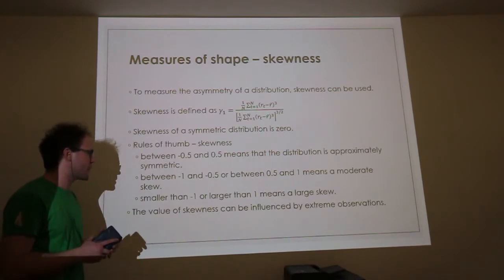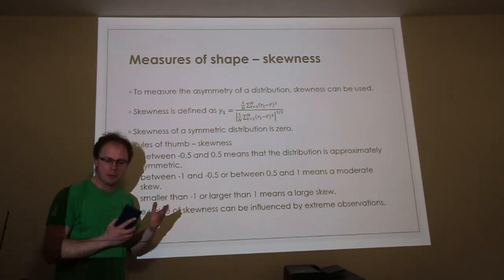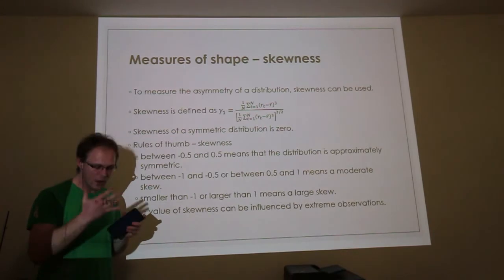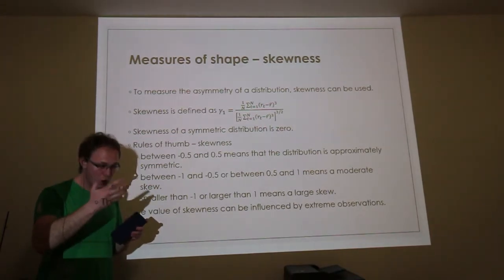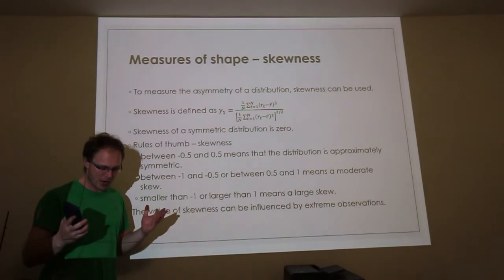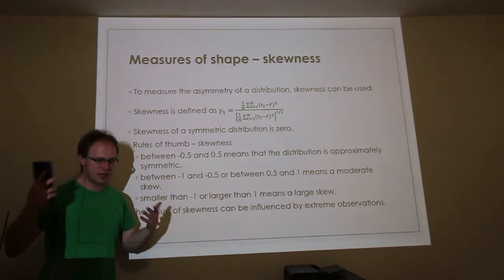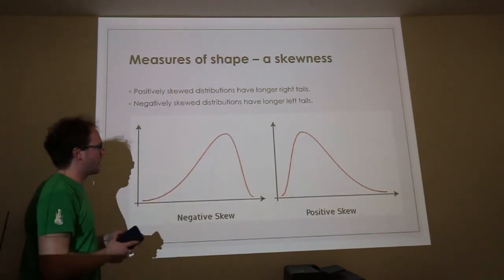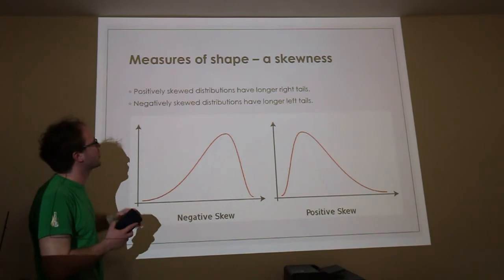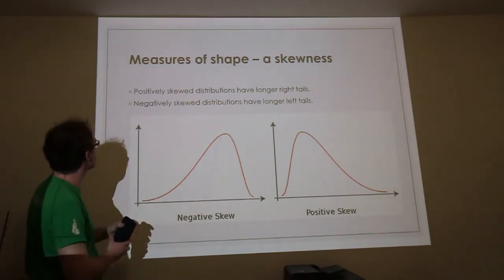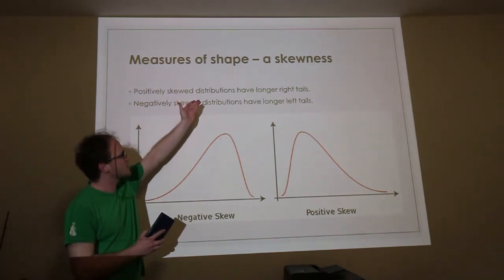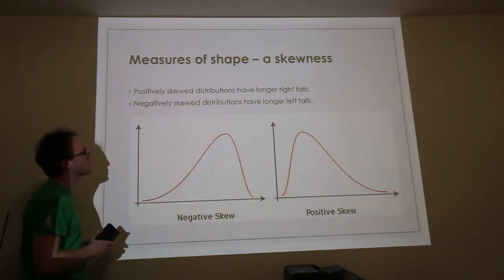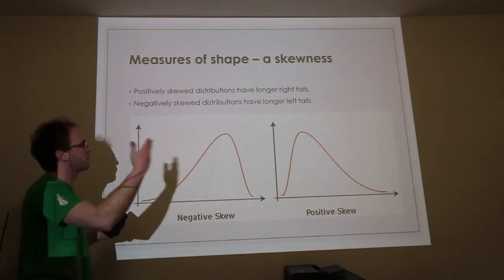The value of skewness can be influenced by extreme observations. Yes, this can be seen, for example, in the situation of log normal distribution, yes, with the long tail on the top. Yes. So here illustration, measures of shape, measures of skewness. Positively skewed distributions have longer right tails. Negatively skewed distributions have longer left tails.